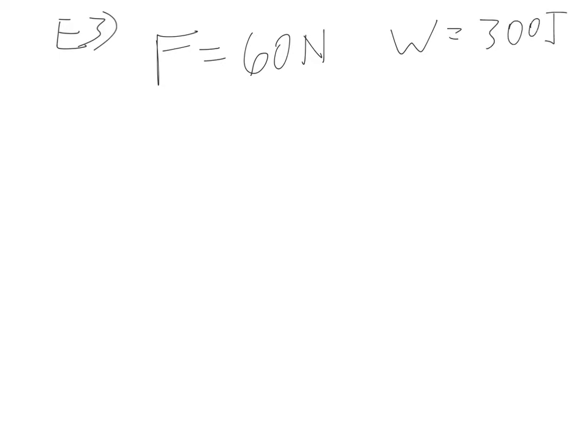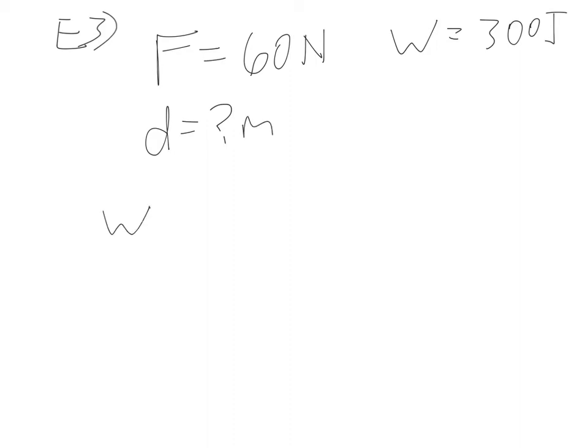All right, on to the exercises. Exercise 3 says we have a force of 60 newtons, and we're pushing a chair across a room, and in doing so we are doing work. 300 joules of work is done. It says how far does it go, so we want to know the displacement of the chair, and that'll be in meters.